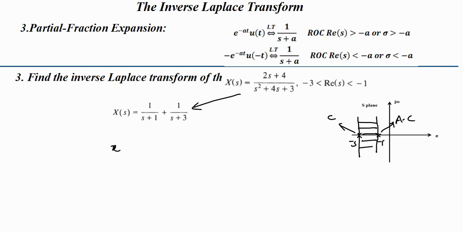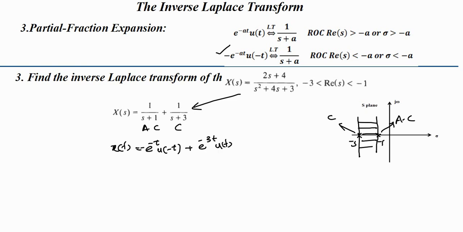So when you write the inverse, the minus 1 pole corresponds to anti-causal and the minus 3 pole corresponds to causal. The anti-causal signal, using the second equation, can be written as minus e raised to minus t into u of minus t, plus the causal form, e raised to minus 3t into u of t.